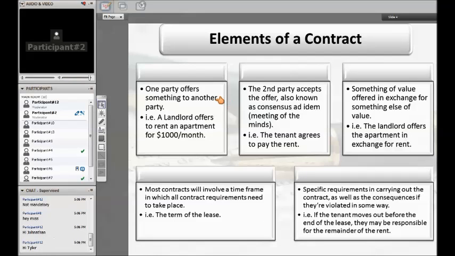So here we go. This is just the elements once again. You've got your offer, one party. I'm going to go ahead and type these in. Your offer is when one party offers something up. Then you have your acceptance, where the other party, ignore my spelling because I am a math teacher, not an English person. So I'm sure that's an A-N-C-E. But acceptance is when the second party accepts it, and then we have consideration.